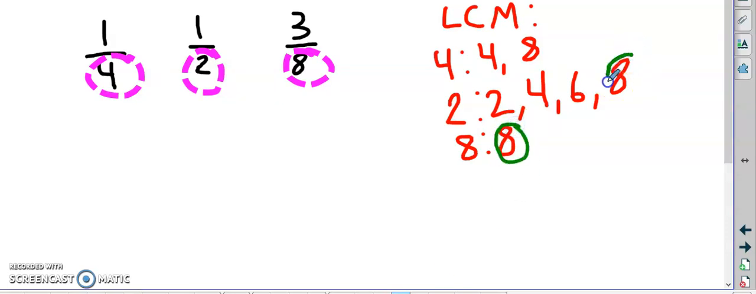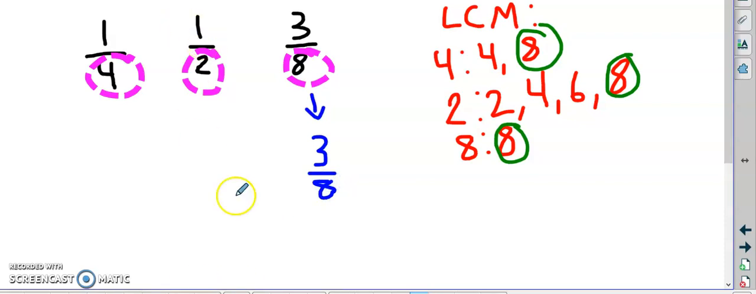When I find my least common multiple, of course, that least common multiple is my least common denominator. So since 8 is our least common multiple, 3/8 can stay the same. It just turns into 3/8. Right? Because 3/8 is already our denominator. I don't have to do anything with that.